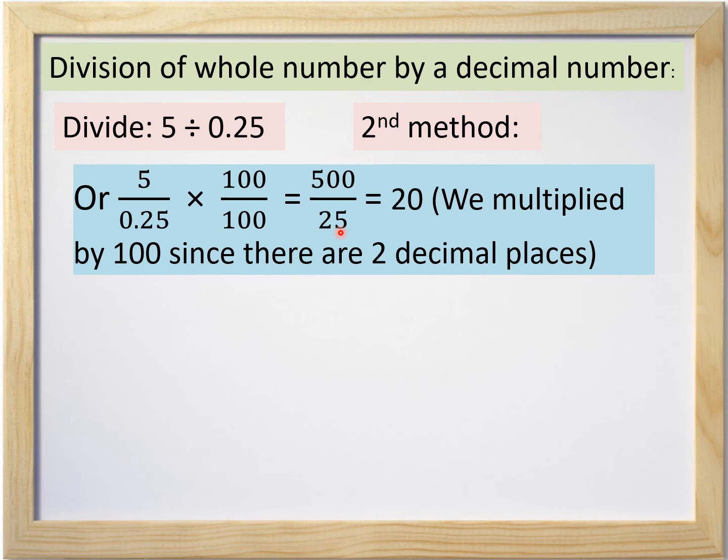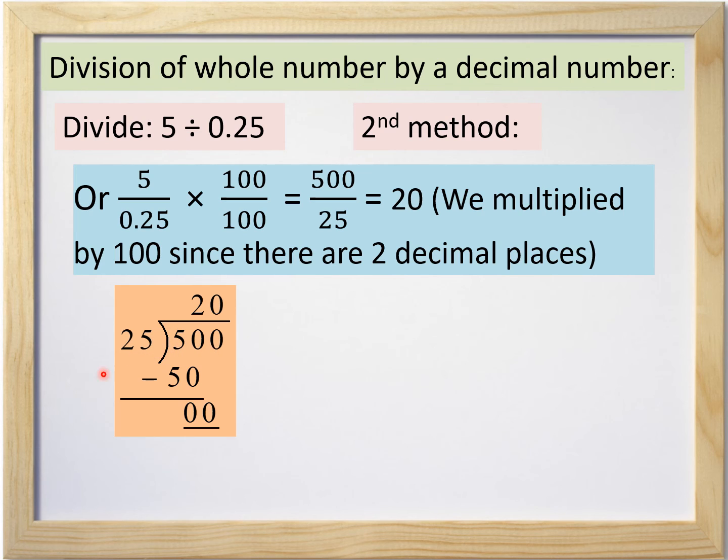So the product will be 25. Now we got a fraction where the numerator is 500 and the denominator is 25. And if we divide 500 by 25, we will get 20 as the quotient. We multiplied by 100 since there are two decimal places. Now let us see the division. Here 500 is the dividend and 25 is the divisor.